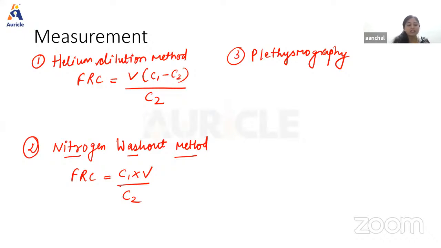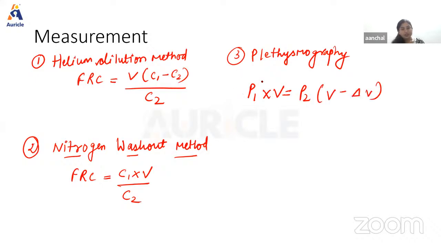Then it detects the volume changes during different phases of respiration. After normal breathing of a few minutes, the subject breathes rapidly with maximum force. During maximum expiration, the lung volume decreases very much, but the volume of gas in the chamber increases with a decrease in pressure. By measuring the volume and pressure changes in the chamber, the volume of gas is calculated using a formula, that is P1 V = P2 (V - delta V).